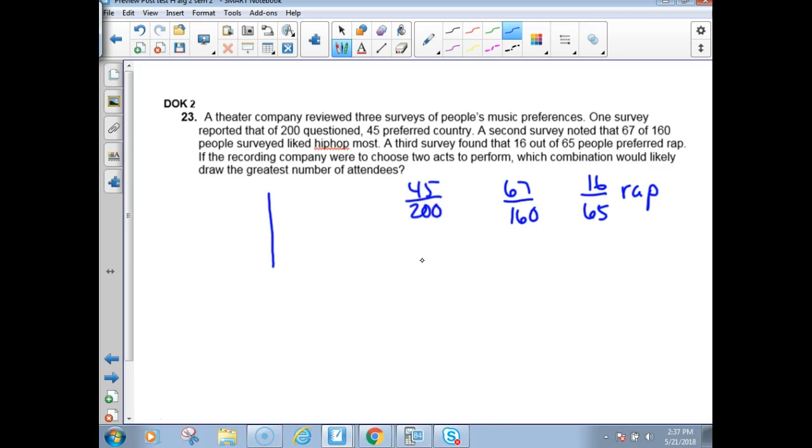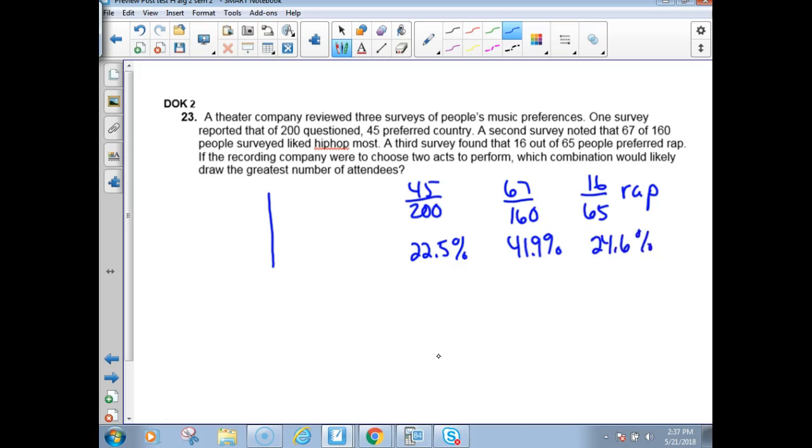45 out of 200 is 22.5%. I just cut this in half. All right, 67 divided by 160 is 41.9%. And then 16 out of 65 is, got it.